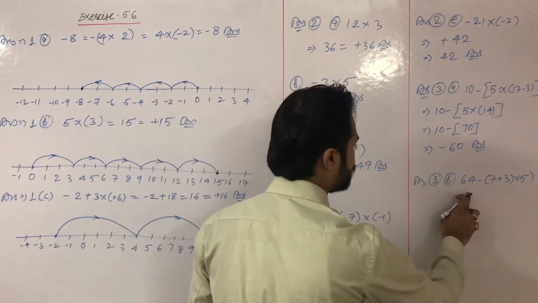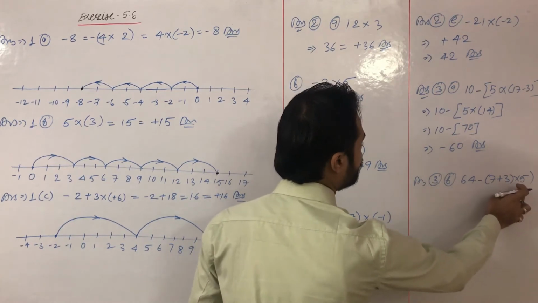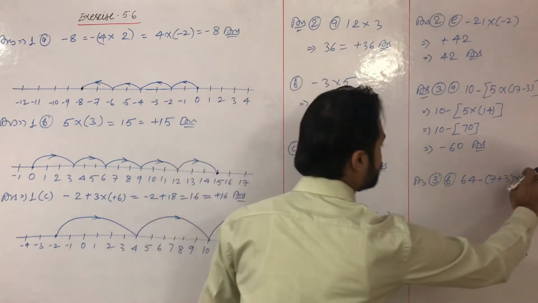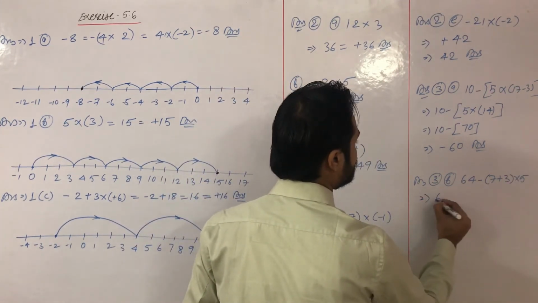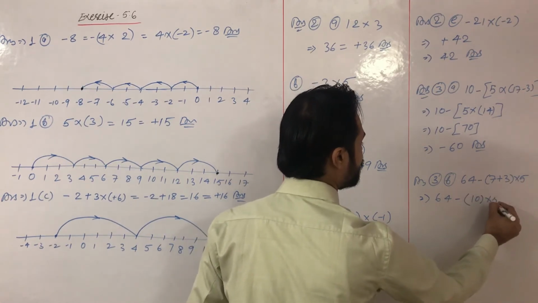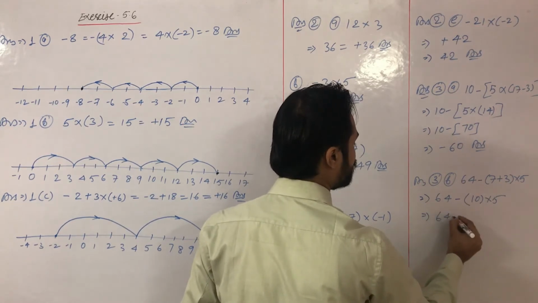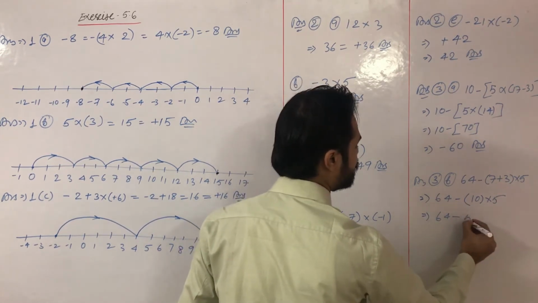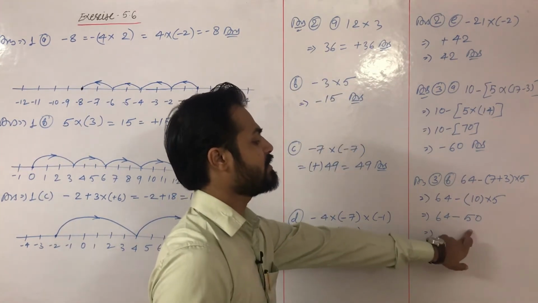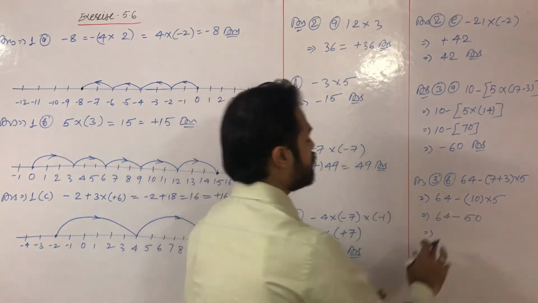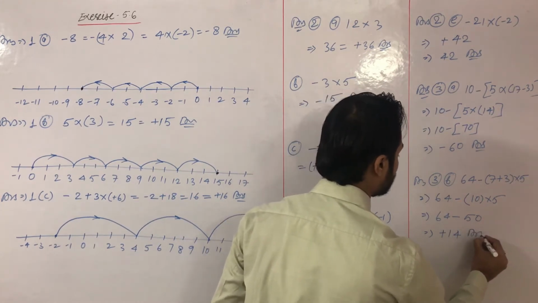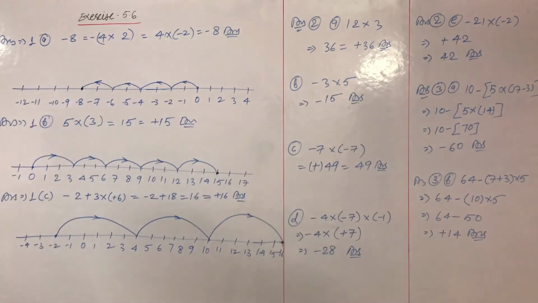Next, 64 minus 7 plus 3 into 5. Let me check it. Yes, right. So in the next step, we can write 64 minus 7 plus 3 is 10 into 5. Then 64 minus 10 into 5, 50. And here 64 is a positive integer. Minus 50, negative integer, or simply 64 minus 50. So the answer is plus 14. So these are all answers.